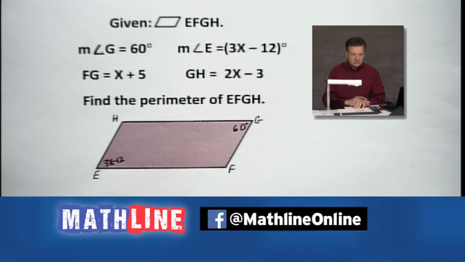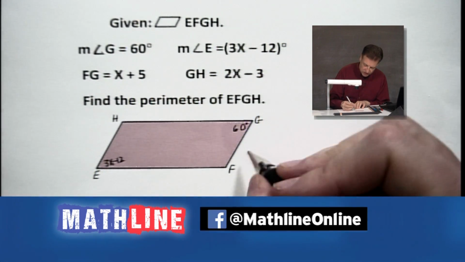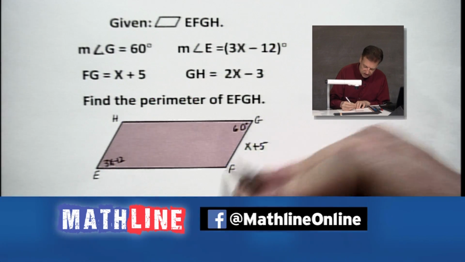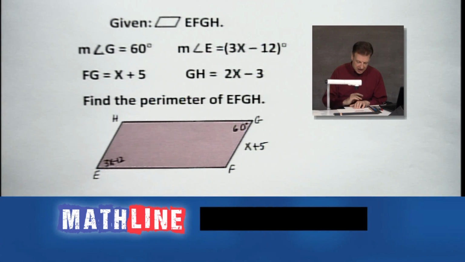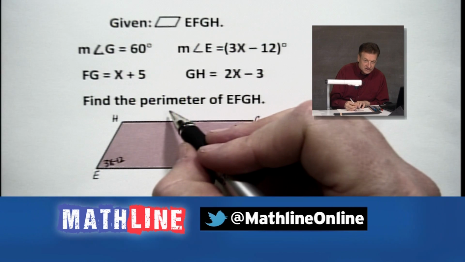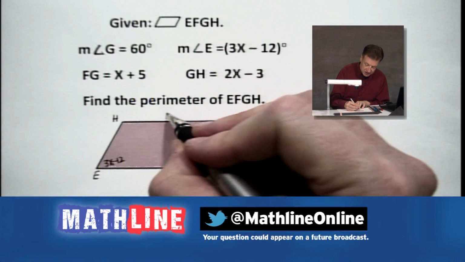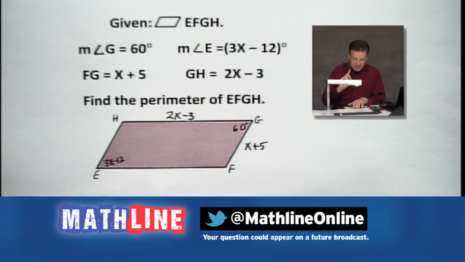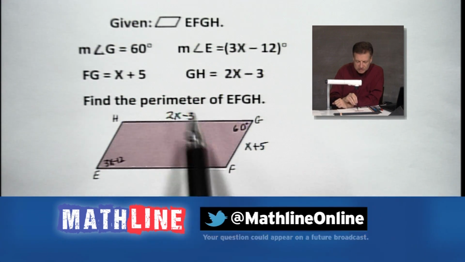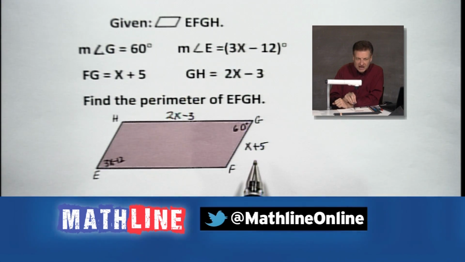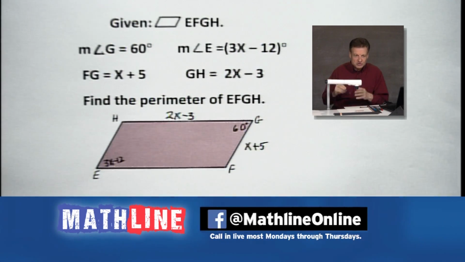And then, oh wait a minute, they just changed horses on us. We said x plus 5 for GF. It's going to be a little thought here. And then we've got GH up here at 2x minus 3. Now my thought is there's no relationship between 2x minus 3 and x plus 5. They're consecutive sides. There's no equals or supplementaries or anything there.